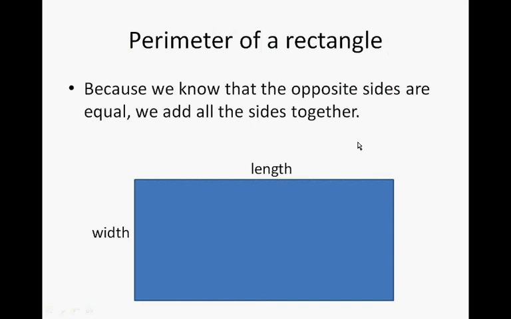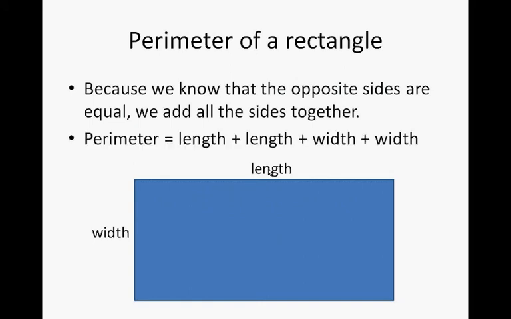The perimeter of a rectangle. Because we know that the opposite sides are equal, we add all the sides together. Length plus length plus width plus width.